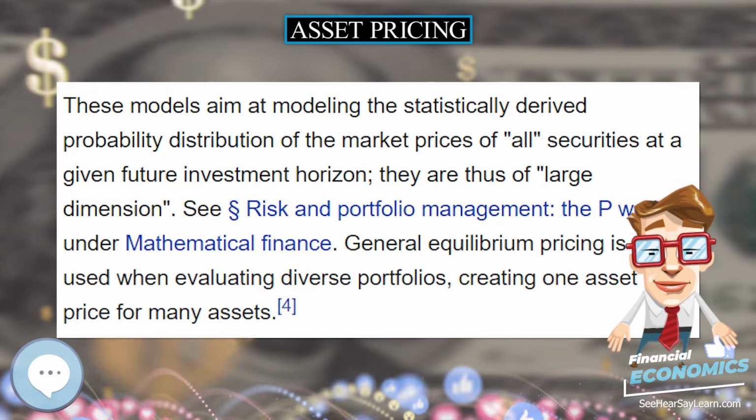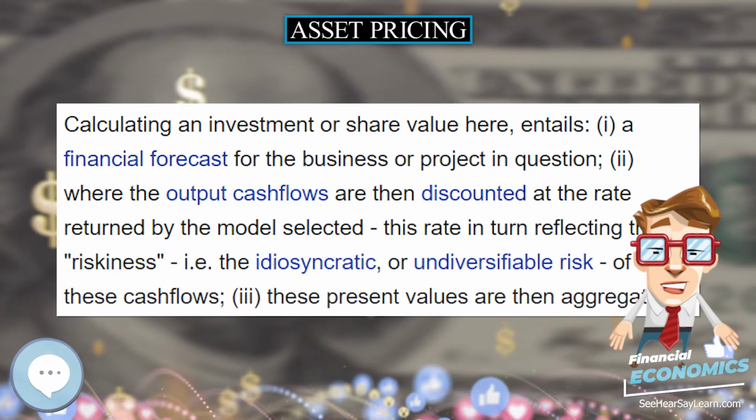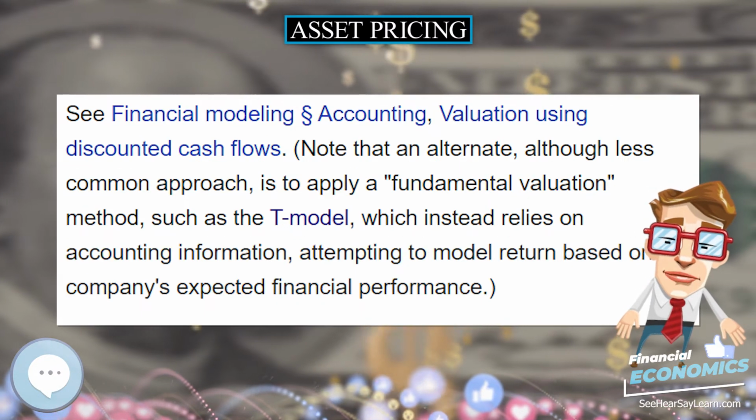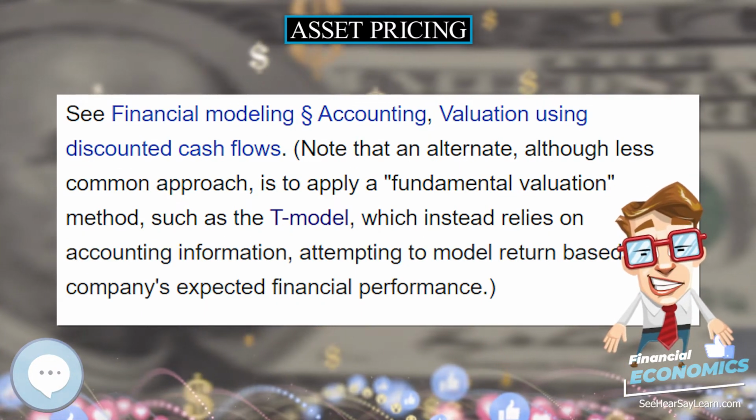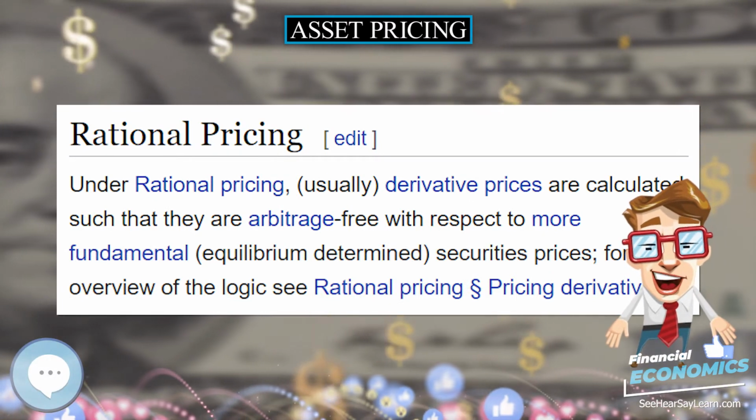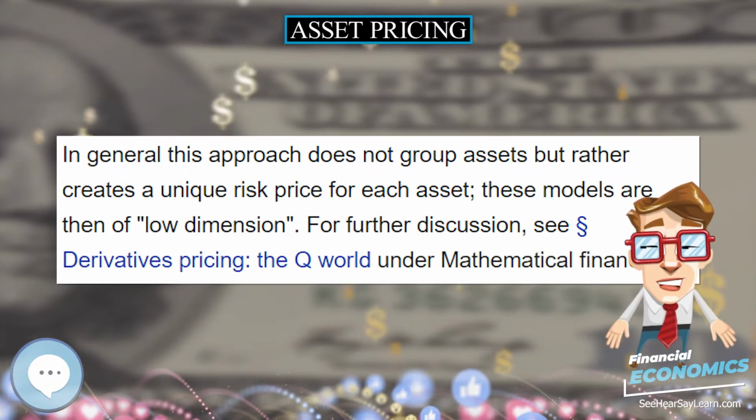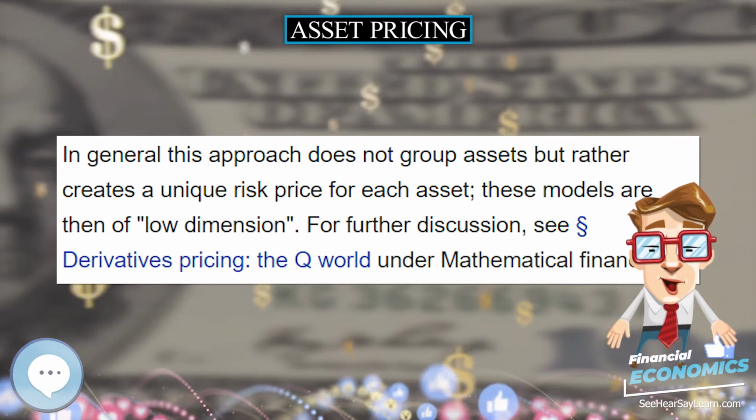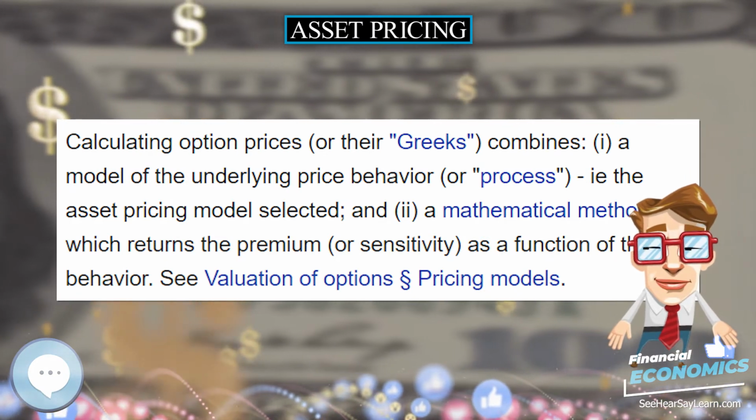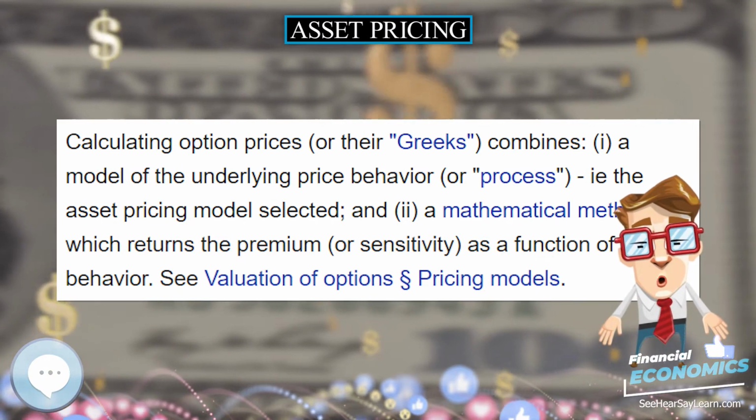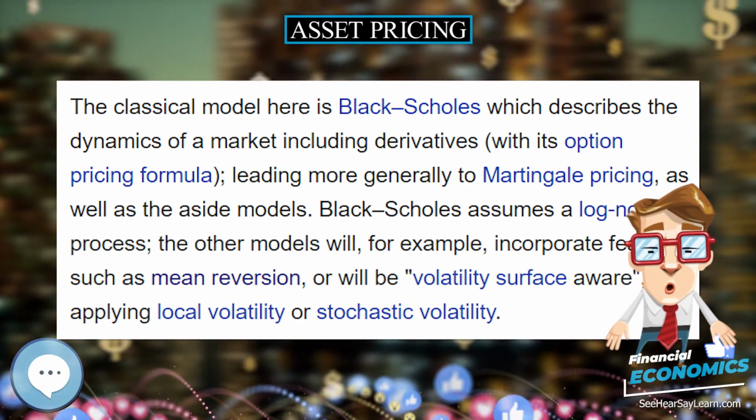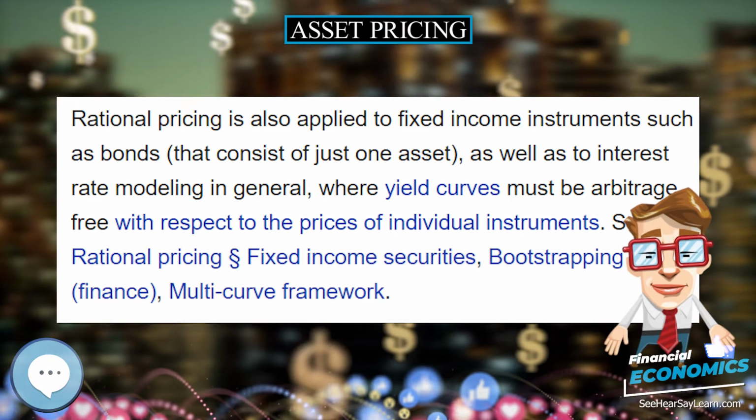Rational pricing. Under rational pricing, usually, derivative prices are calculated such that they are arbitrage-free with respect to more fundamental, equilibrium-determined, securities prices. For an overview of the logic, see rational pricing, pricing derivatives. In general, this approach does not group assets but rather creates a unique risk price for each asset. These models are then of low dimension. For further discussion, see derivatives pricing, the Q world under mathematical finance.